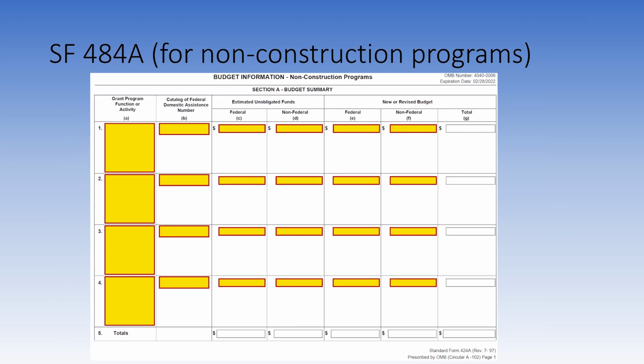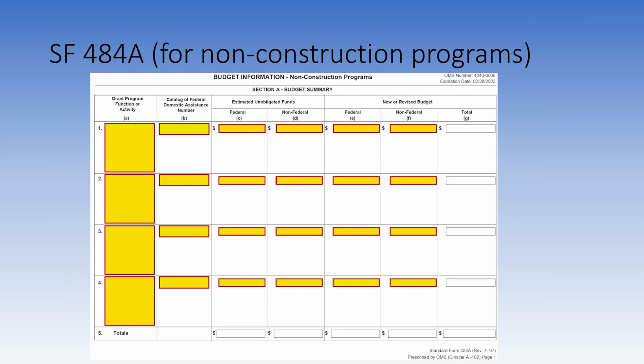So for the non-construction programs, one thing to note is that the non-construction programs document actually has an item on it for construction. So that's a real signal that it's not that your project can't have a small part of construction in it, right? A small, minor part of construction can still be a non-construction program. But if construction is the major part of the project, you need to be on the 424C, which we'll get to. So non-construction programs are primarily not construction programs.